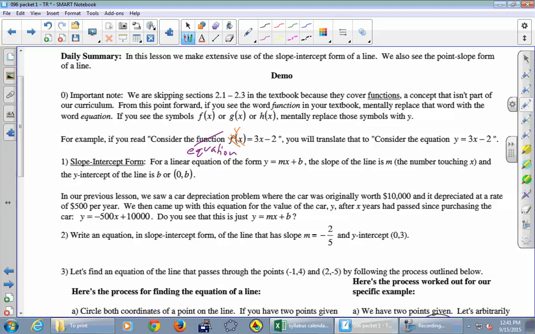Okay, so number one, slope-intercept form of a line. Your favorite equation maybe from your past math class. For a linear equation of the form y equals mx plus b, what does the m stand for? Slope. Somebody else, what does the b stand for? Is the y-intercept. So we've seen maybe in a previous math class y equals mx plus b. So that's the slope-intercept equation, correct? Yeah, we'll call it slope-intercept form.